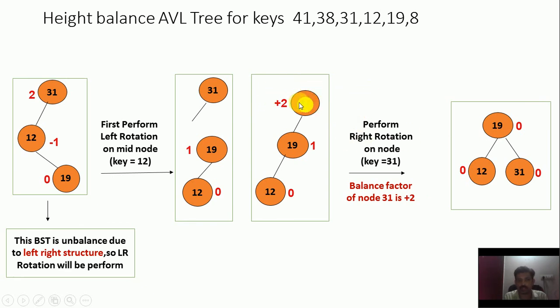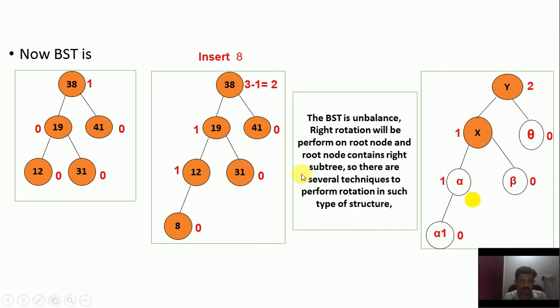So 31 will be placed on the right side of 19, and 19 will be a root. This subtree will be placed on the left side of node 38. Now this tree is balanced, and we have to insert node number 8. Node number 8 will be placed on the left side of node number 12. Here we have computed the balance factor for every node.